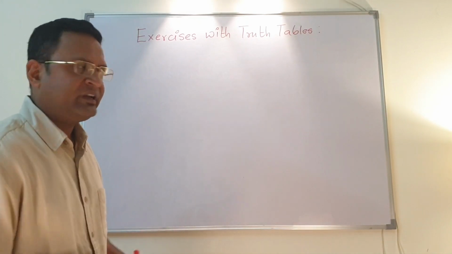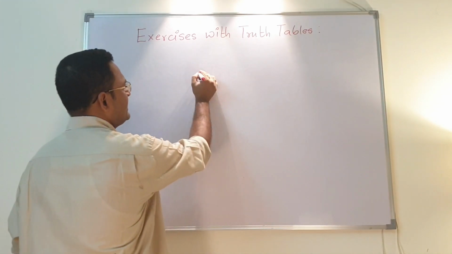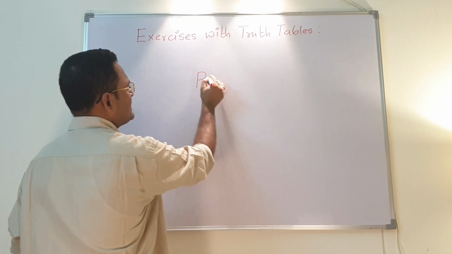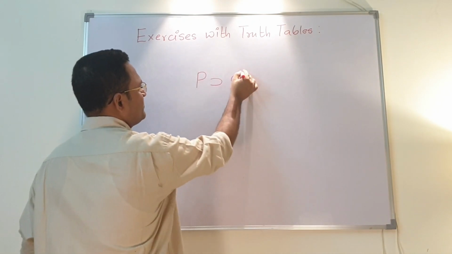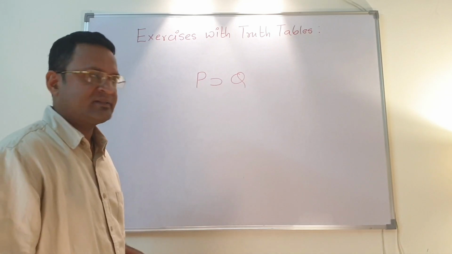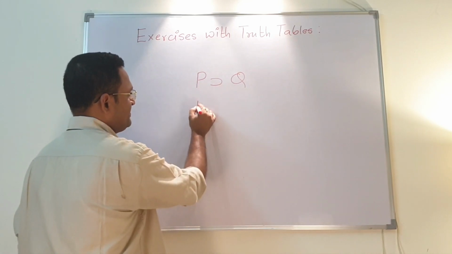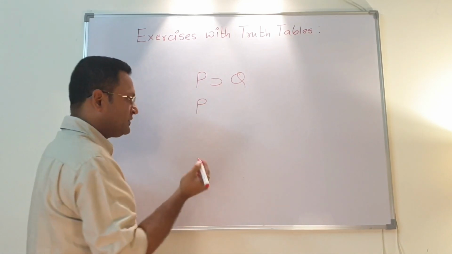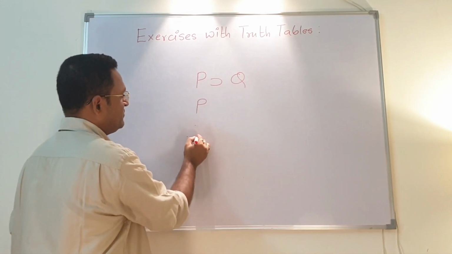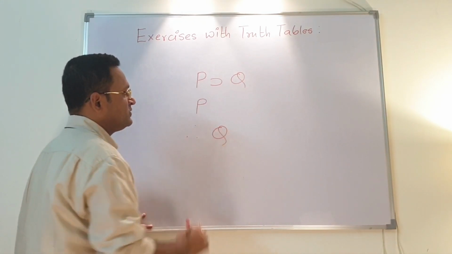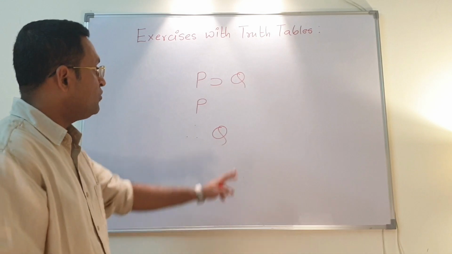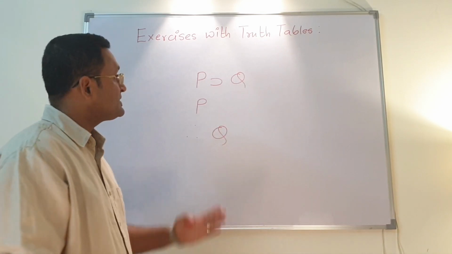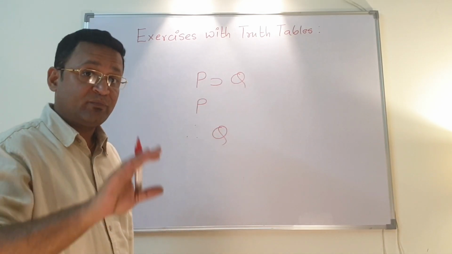Now suppose we take a simple argument where the first premise says P implies Q. Okay, so this is the first premise. The second premise says P. Okay, this is the second one, and therefore Q. So this is the conclusion. Now how to test the validity of this argument? With the help of a truth table.